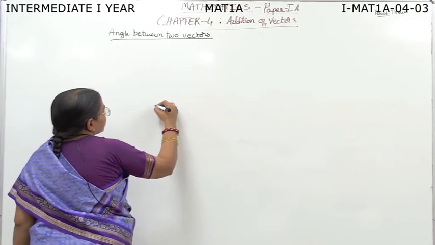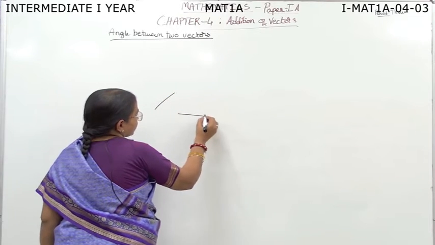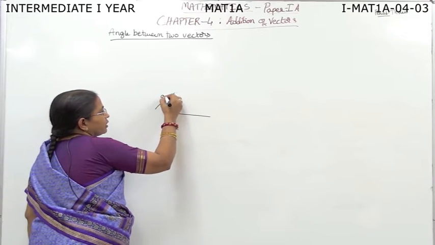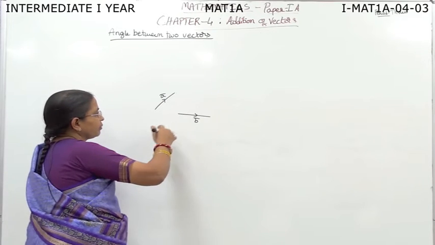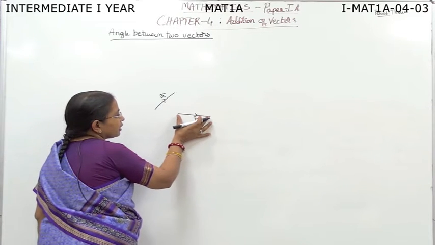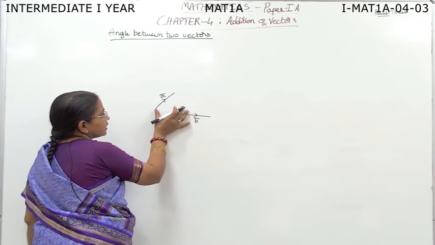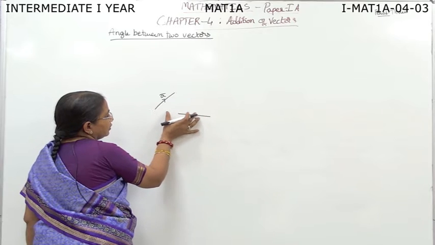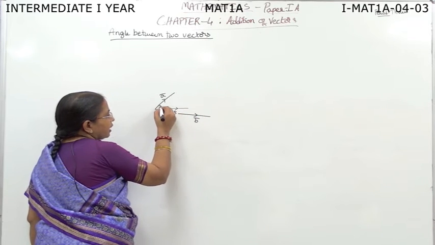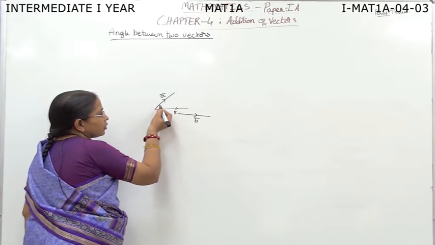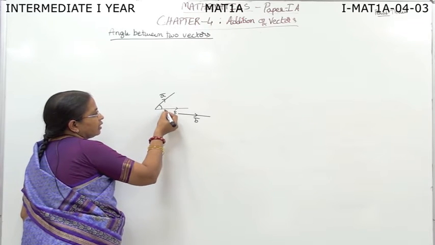Suppose we have vector A like this and another vector B like this. When you look like this, there looks no angle between them. But we have to draw a vector equal to this vector with the same initial point. With the same initial point, you draw the vector B. Then there are two angles here. One is this angle, another one is this angle.